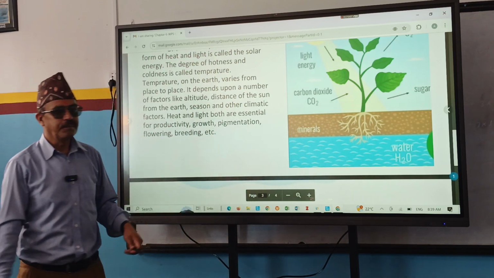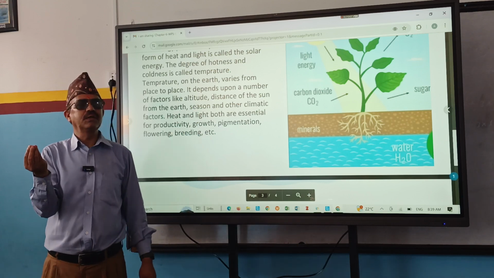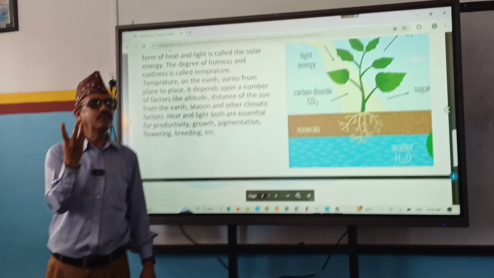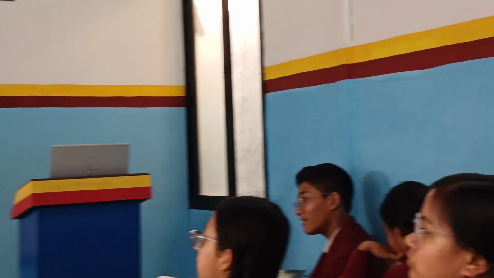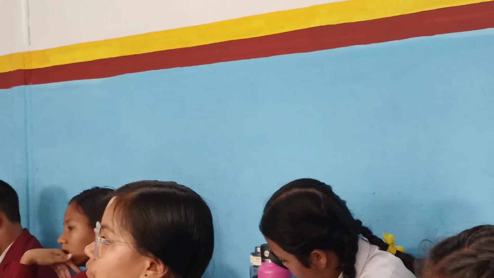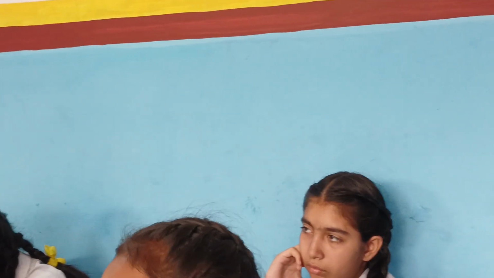Next one is flowering. If the plants get sufficient sunlight, they flower very quickly and on time also. If there is no sunlight, then slowly and not so good also. And breeding. Breeding means reproducing. Okay. One thing to remember.